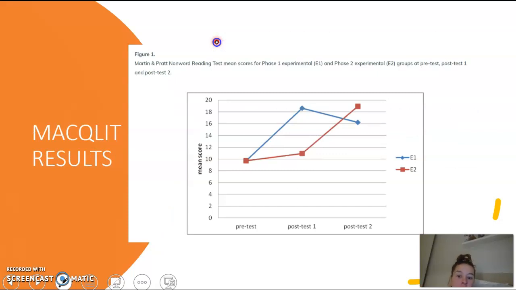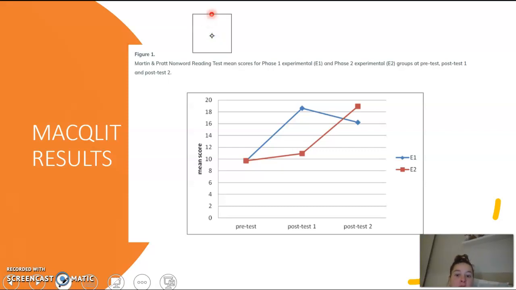So, what are the results of MacqLit? The efficacy of MacqLit has been heavily researched and the results of the program have been revealed to be promising. This is made evident through Buckingham, Beaman, Wheldall and Wheldall's 2012 study in which they conducted a 2-phase controlled trial involving 26 different students. The first phase consisted of Group E1 receiving the literacy intervention program daily over a period of time, whilst the control group E2 received their normal regular classroom instruction.